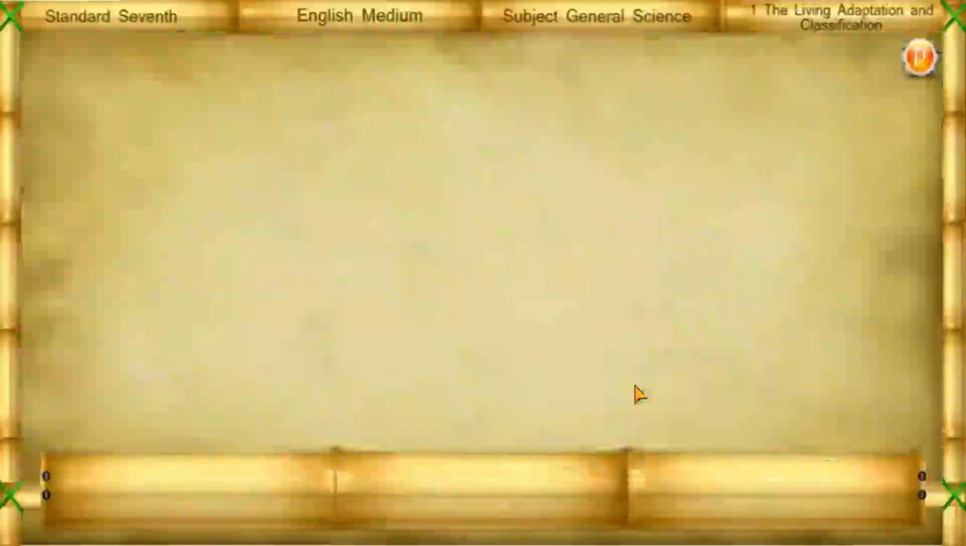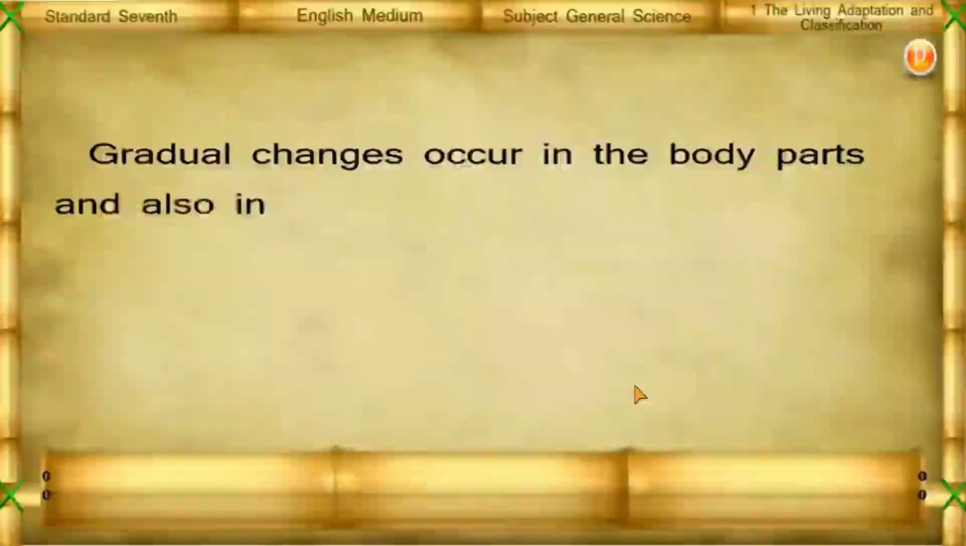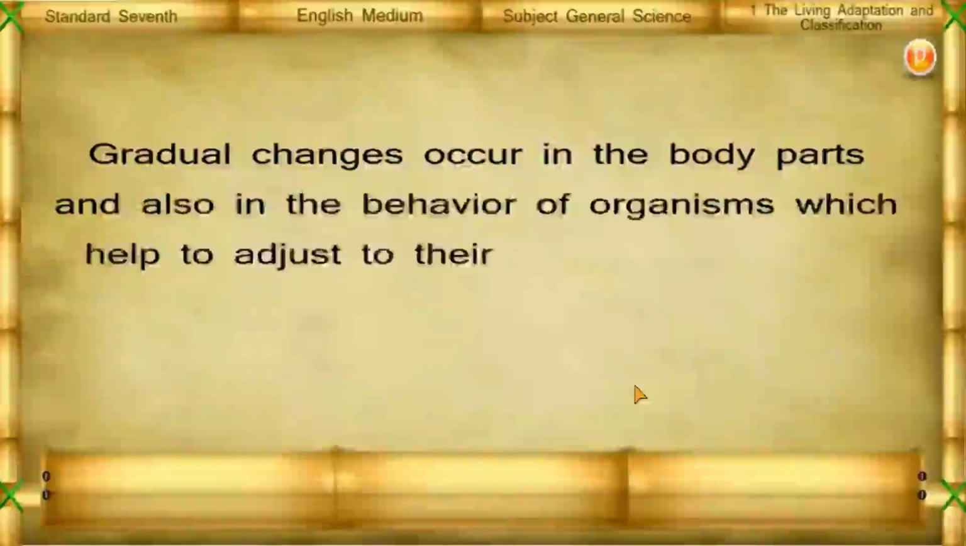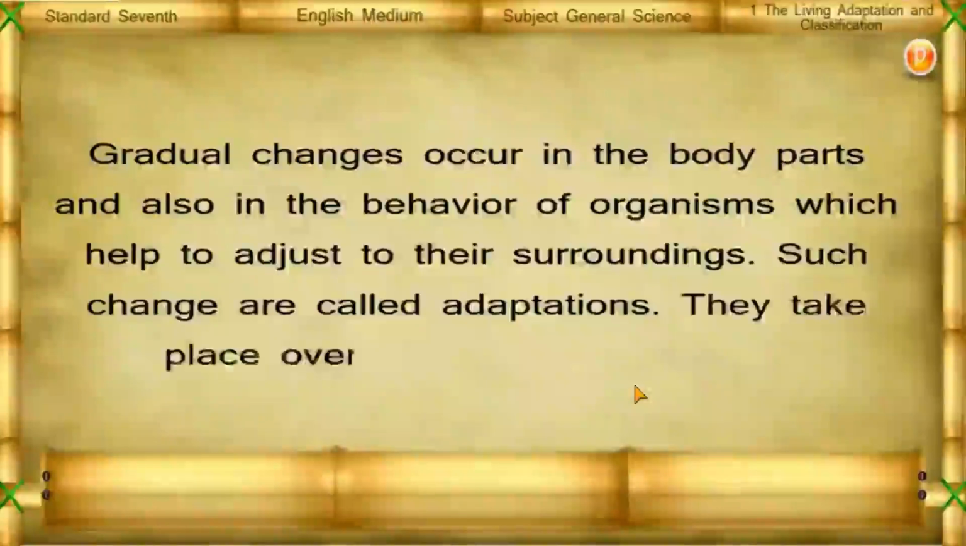Adaptation. Gradual changes occur in the body parts and also in the behavior of organisms which help them to adjust to their surroundings. Such changes are called adaptations. They take place over a long period of time.